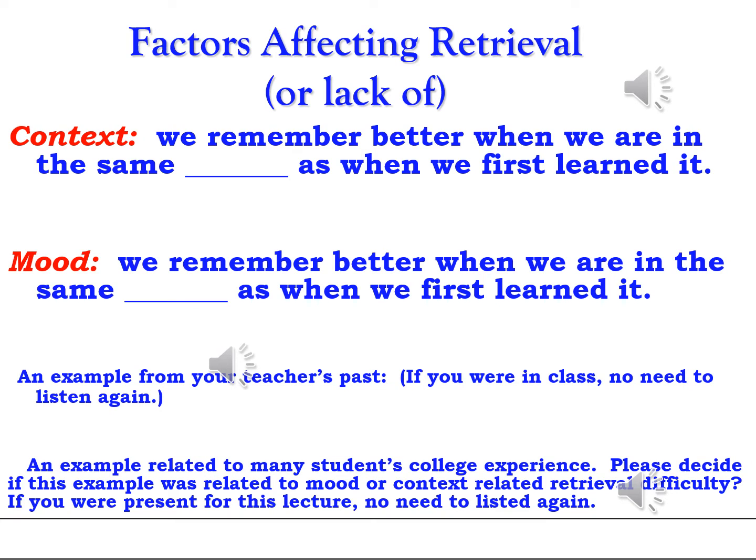Now, on a test, I would not be so kind as to use context for context and mood for mood, so I would use a synonym. So maybe take a moment to consider a different way of saying the word context. So when we're in the same context, how else could you say it? Maybe setting, maybe environment. Let's consider now mood. How could we say mood differently? Perhaps the same emotional state.